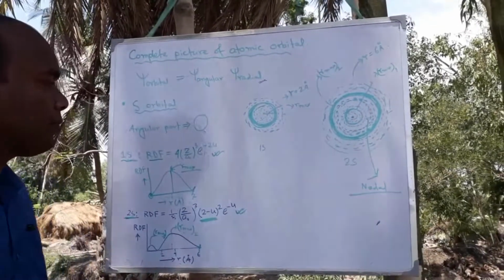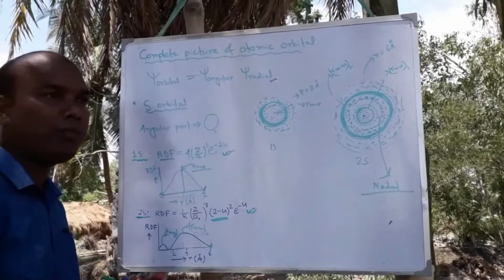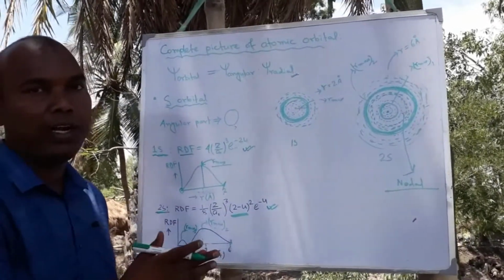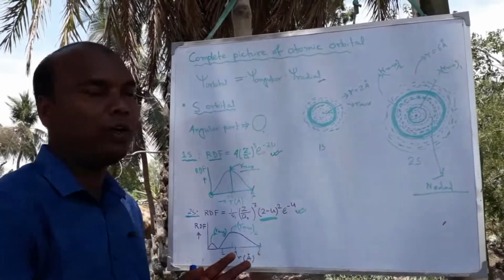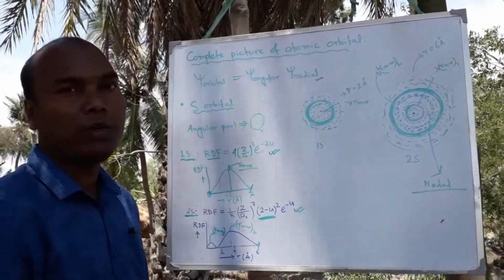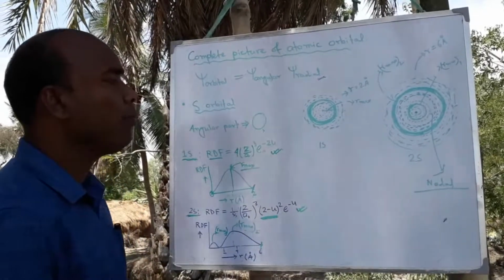So this is the beauty of radial part of wave function and angular part of wave function. In this way you can differentiate what is your 1s orbital and what is your 2s orbital. Now come to p orbital.